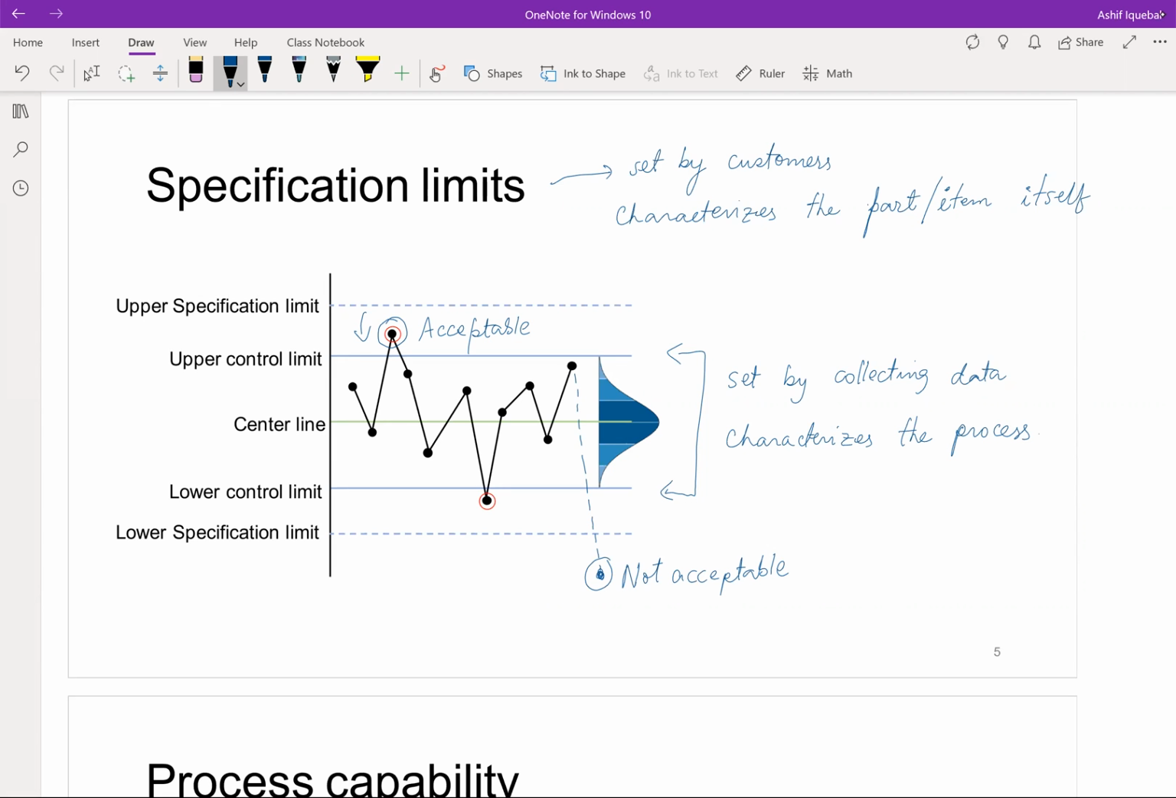So remember this: if a point falls outside the control limits, all it tells you is that your process is not in control. It doesn't tell you anything about the product or the part. But if a point falls outside the specification limit, then we know that this point is going to be defective, or not acceptable. So these are the two major differences between specification limits and control limits. Any question on this one?